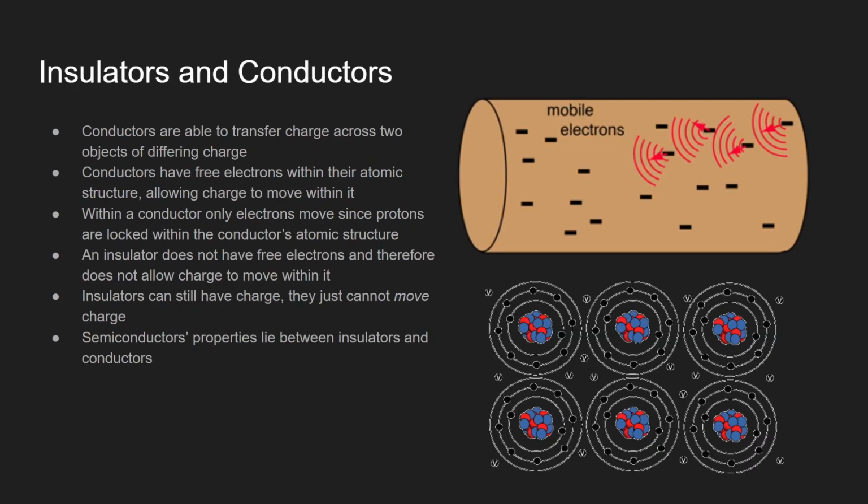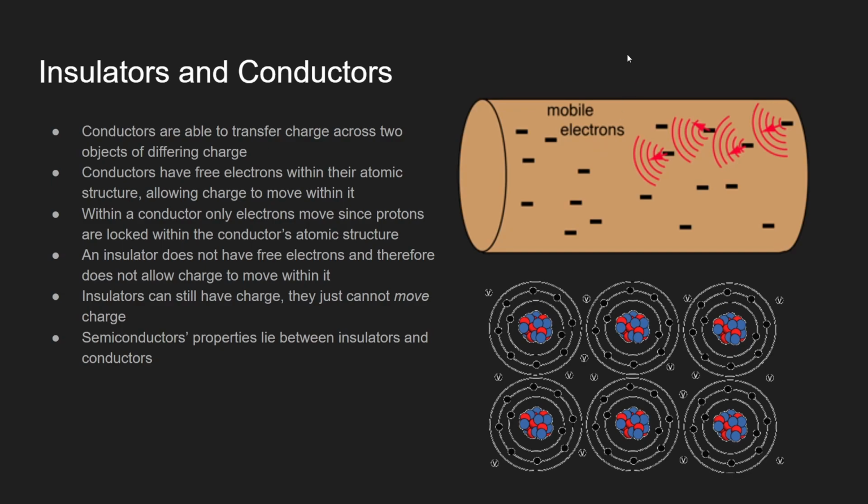We have insulators and conductors. We will get more in depth with insulators and conductors in later lessons. For right now, we just need some exposure to it. So conductors are able to transfer charge across 2 objects of differing charge, which is the formal definition, although that can be very confusing. Really, conductors have free electrons within their atomic structure, which allows electrons to move within them.